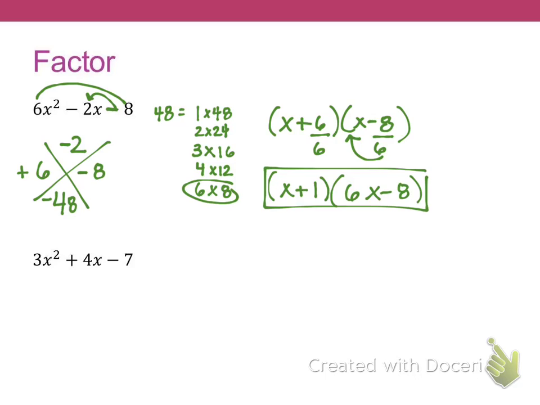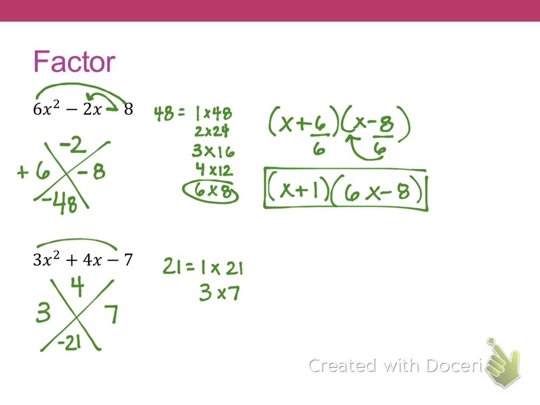So now let's look at the next problem. Positive 4, but because there's an a there, I multiply. 3 times negative 7 is negative 21. So I'm going to write 21. I'm going to list the factors of 21. 1 times 21, 3 times 7. Which ones subtract to give me 4? 3 and 7. Since 4 is positive, the 7 is positive, 3 is negative.